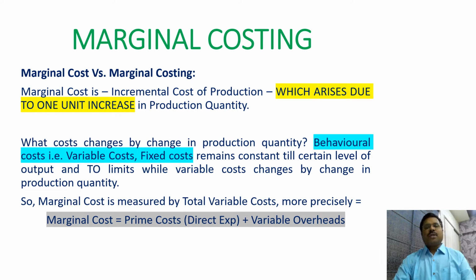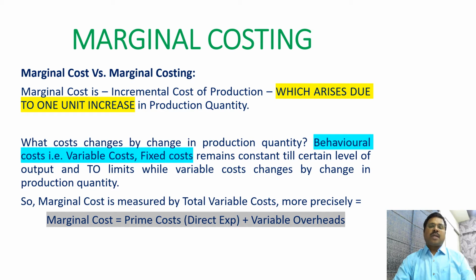Let us understand what is marginal cost. Marginal cost is the incremental cost of producing one additional unit. It is nothing but variable cost, which increases for every increase in output. So variable cost again means it is a direct cost. See, what kind of cost changes by change in output is behavioral cost.